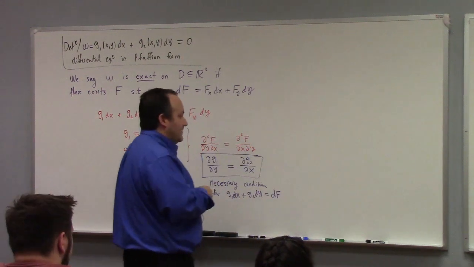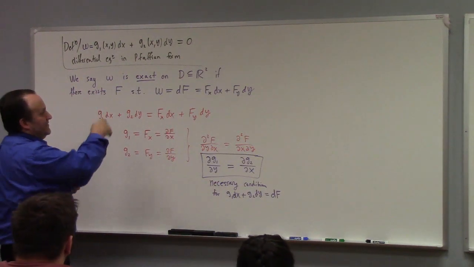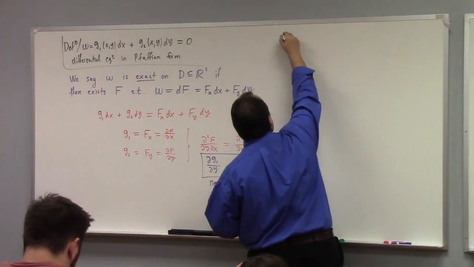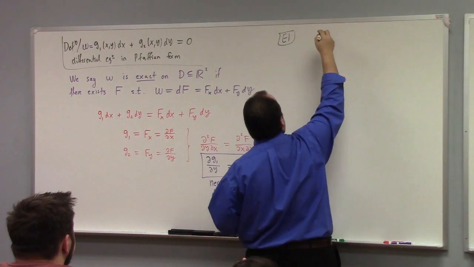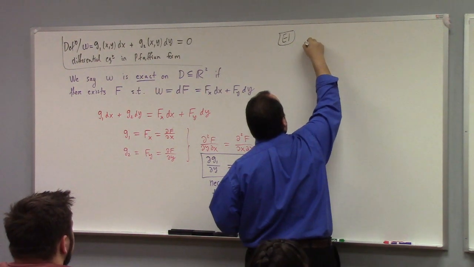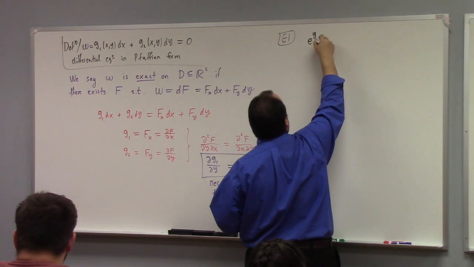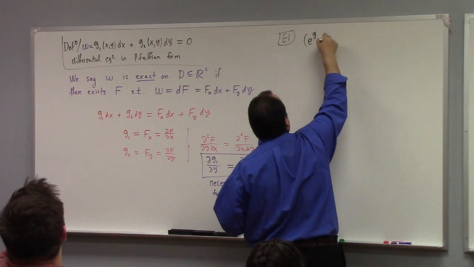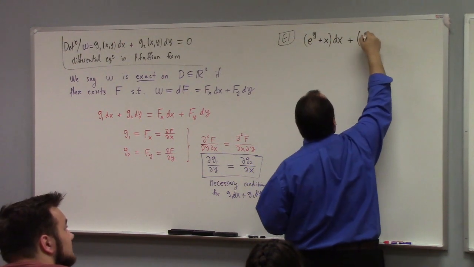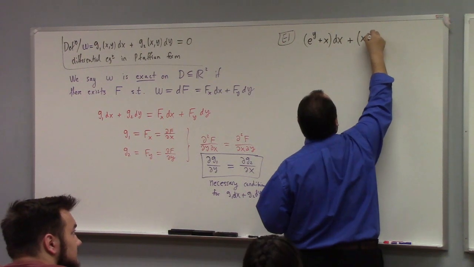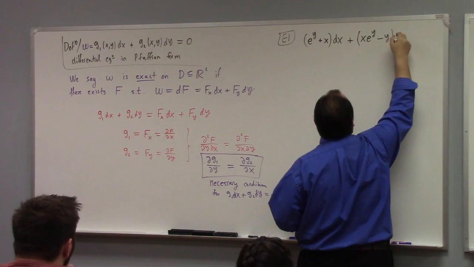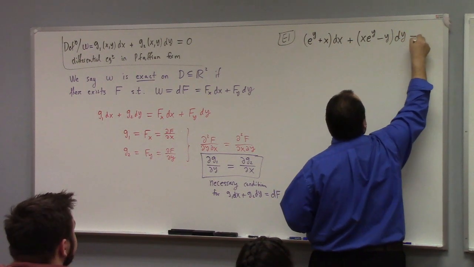Now, let me be more specific here. Let me show you an example. Let's suppose we're up against something like, how about e to the y plus x, dx, plus x e to the y minus y, dy, equals 0.